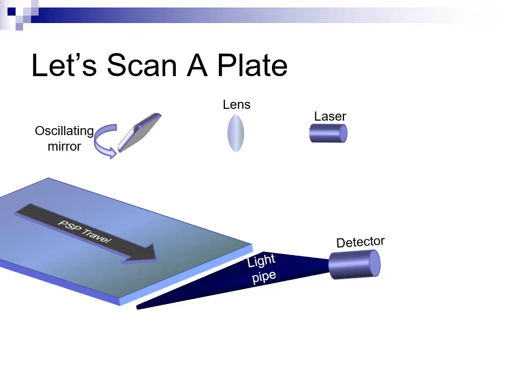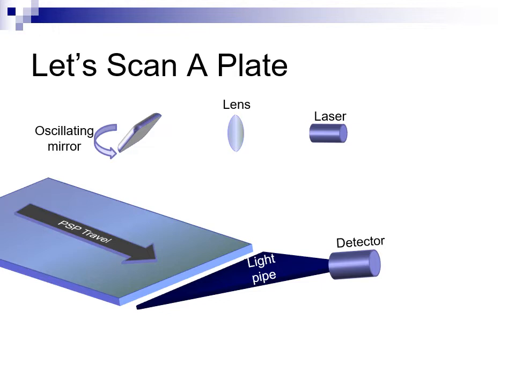Let's simulate the process used to read a PSP plate. First, the scanner has a mechanism for extracting the PSP plate from the cassette. Above the plate is an infrared laser that scans the plate. There is a lens that focuses the laser and changes the size of the pixel.